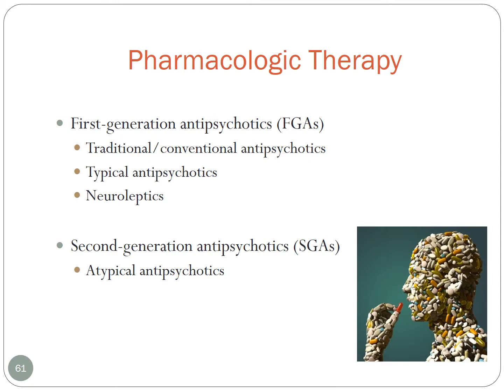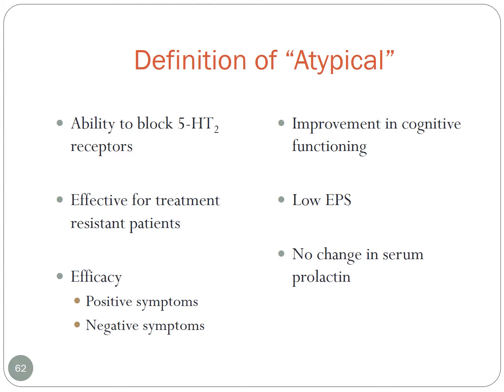We're now going to move on and talk about the second generation antipsychotics. As previously mentioned, the second generation antipsychotics are often referred to as atypical, and there's really no agreed upon set of characteristics that define an atypical antipsychotic.